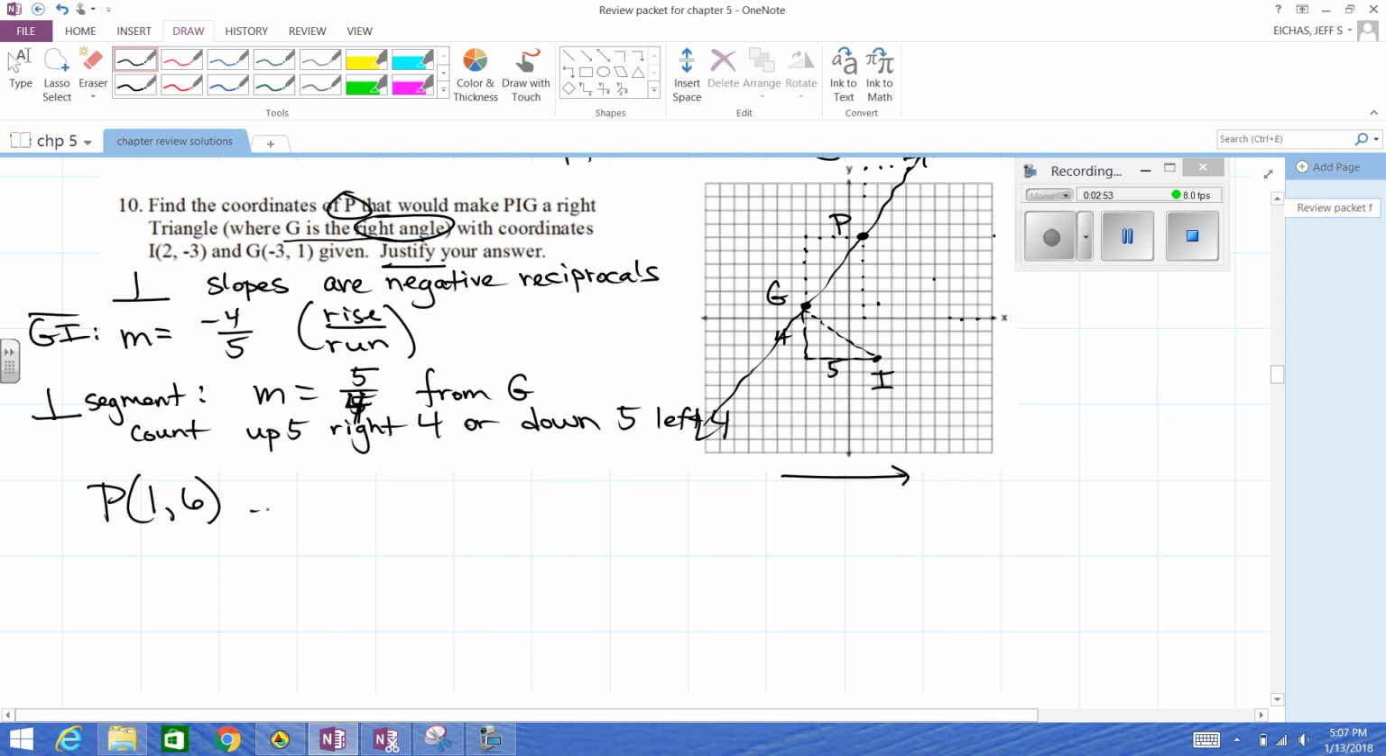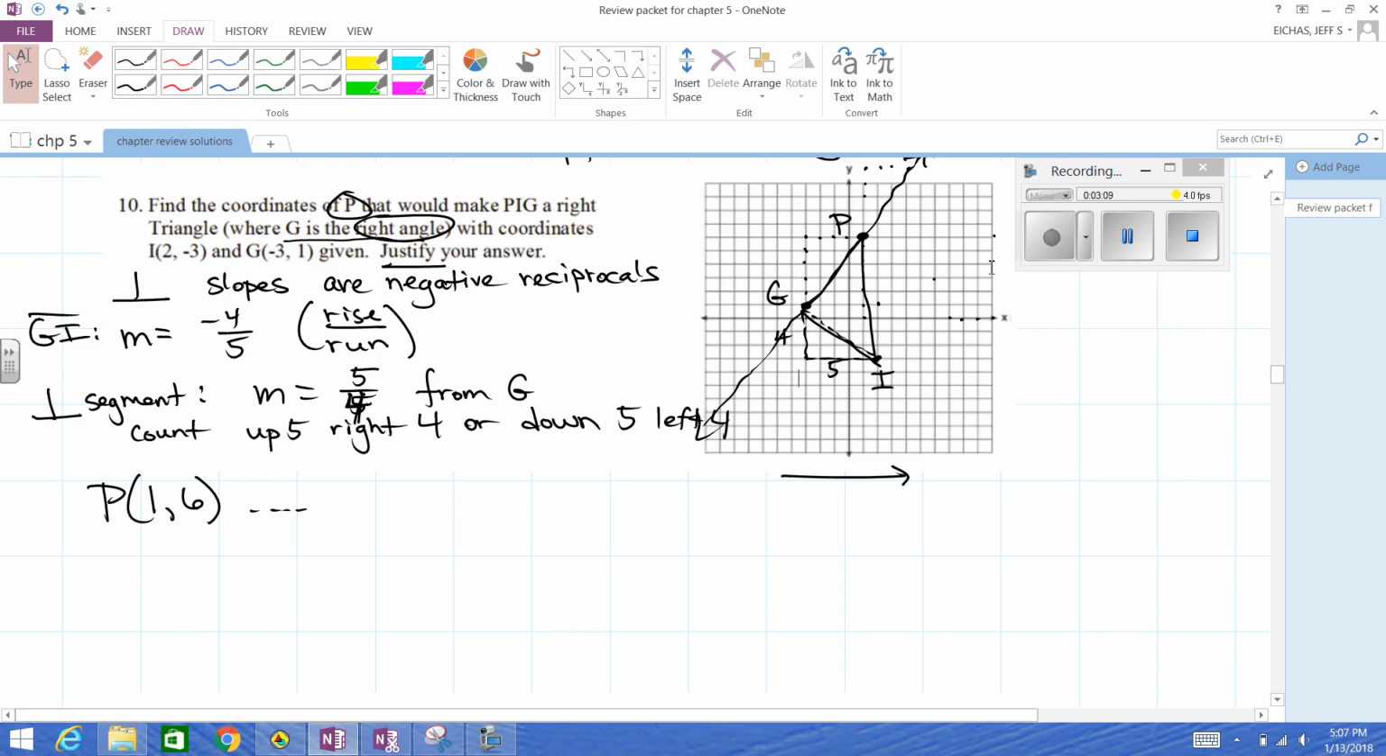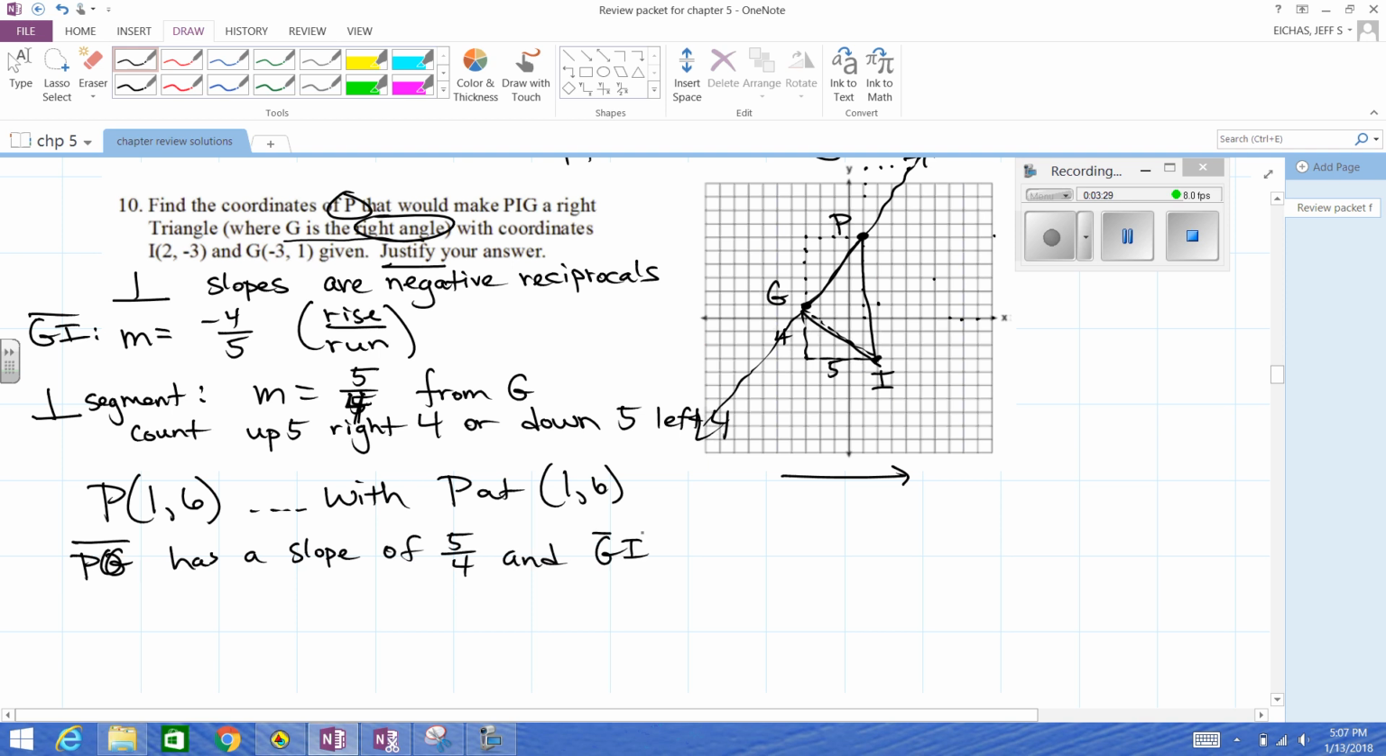Now, let's justify why it's going to force us to have a right triangle. With P at (1, 6), PG has a slope of 5/4, and GI has a slope of -4/5. These slopes are negative reciprocals.